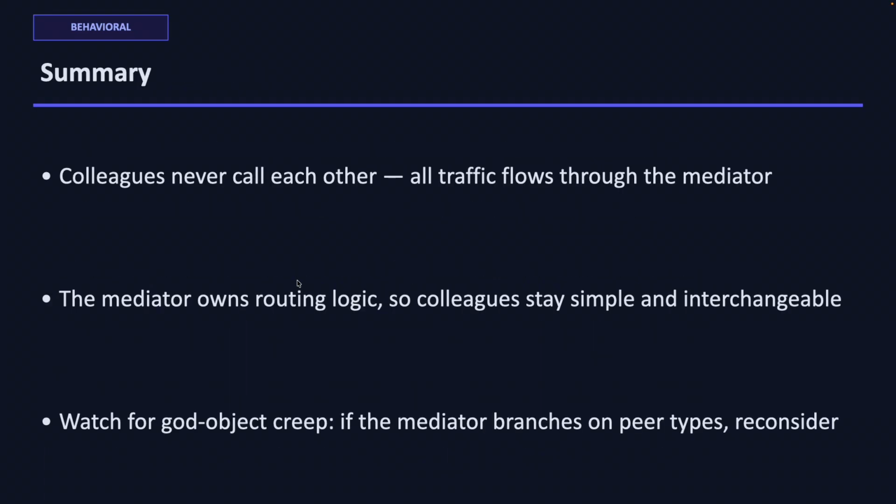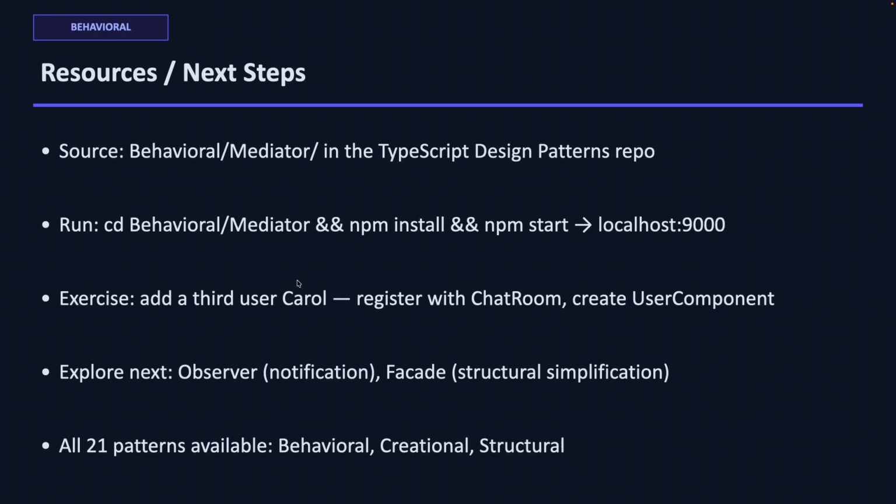The 3 things to take away. The first one is the mediator centralizes communication. Colleagues never call each other directly. All the traffic flows through this hub. The second one is the mediator owns the routing logic. So colleagues stay simple and completely ignorant of each other. And the third one is we want to watch out for this God object creep. If the mediator is branching on peer types, then we're going to have to reconsider the design. The pattern's power comes from discipline: one interface, one entry point, and one place to change when the communication logic evolves.